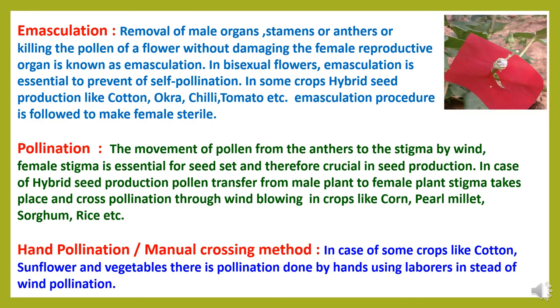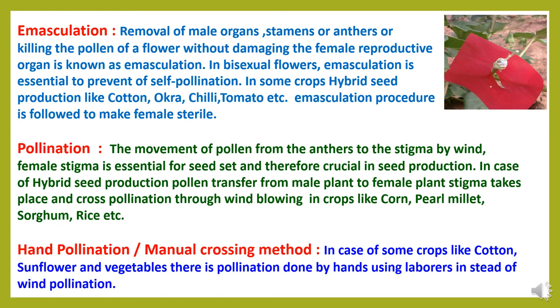In hybrid seed production, another process is emasculation, which refers to the removal of male organs, stamens or anthers, or killing the pollen of a flower without damaging the female reproductive organ. In bisexual flowers, emasculation is essential to prevent self-pollination. In some crops for hybrid seed production like cotton, okra, chili, tomato, etc., emasculation process is followed to make female sterile.